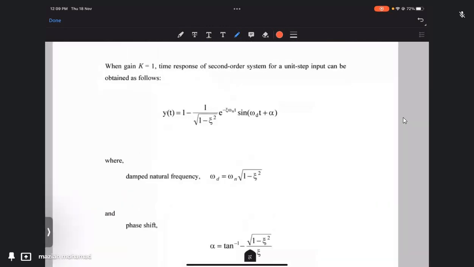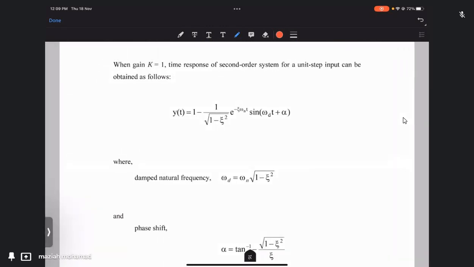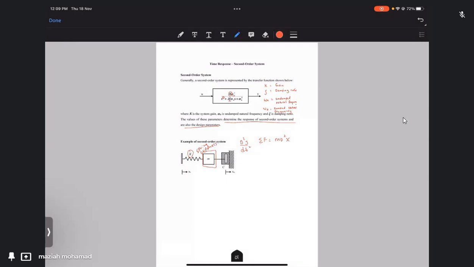Next, in order to get the time response equation, we will do the same. The procedure is the same. Let's say, for example, here we have a spring mass damper. Then we write the ODE, we produce the ODE of this system, and then we do all the steps: Laplace transform and so on.